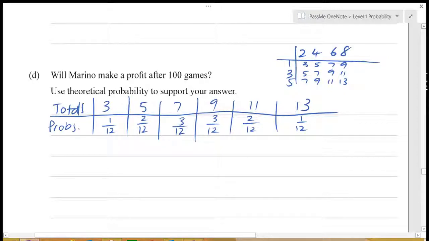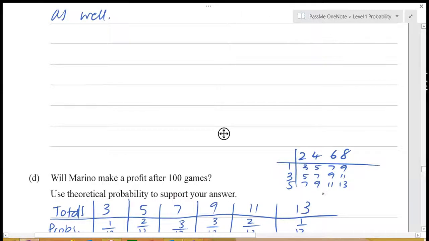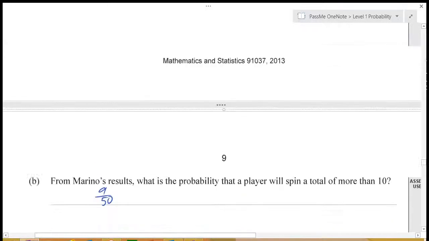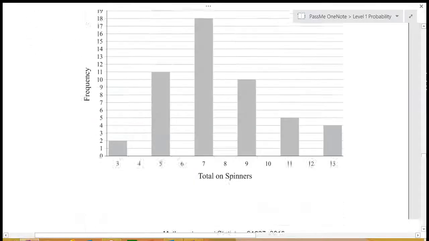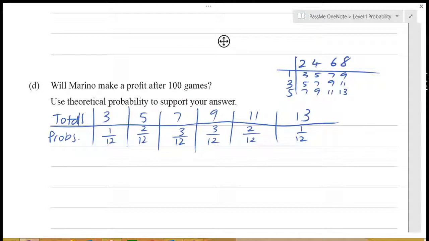Okay, so what we can do here is work out what we call our expected value. So we'll just want to look at all of his rules up here again. So he charges players $2 to play, and if they get more than $10, they win. Okay, so what we'll do here.